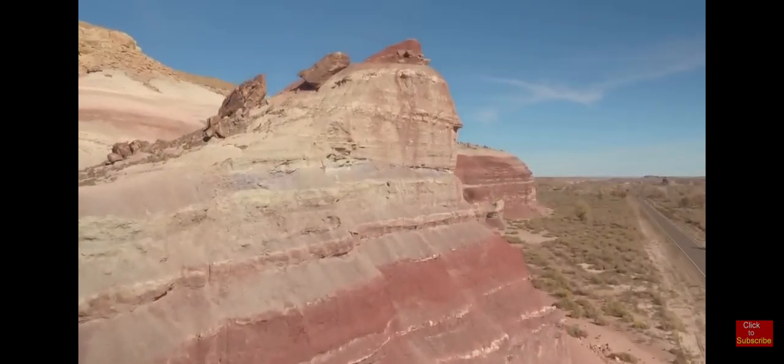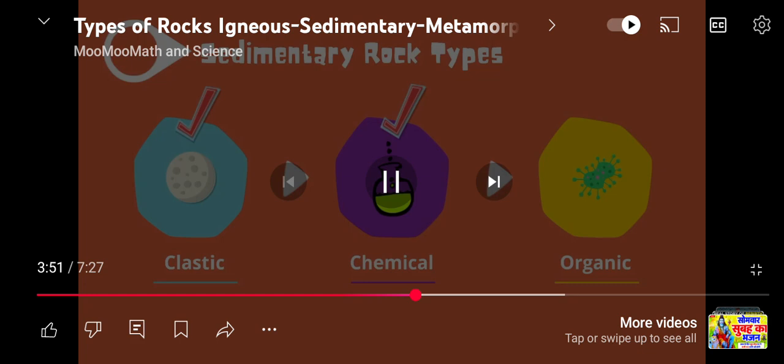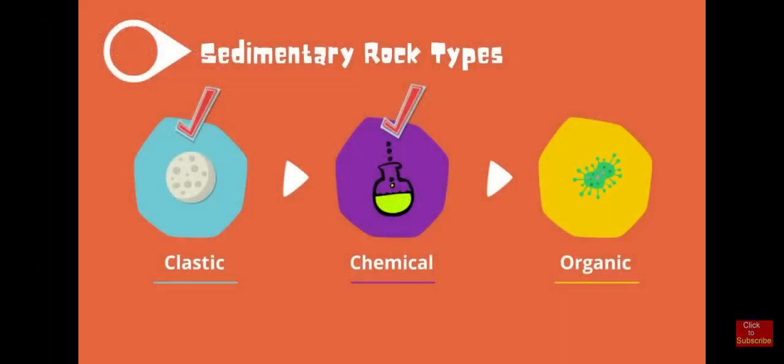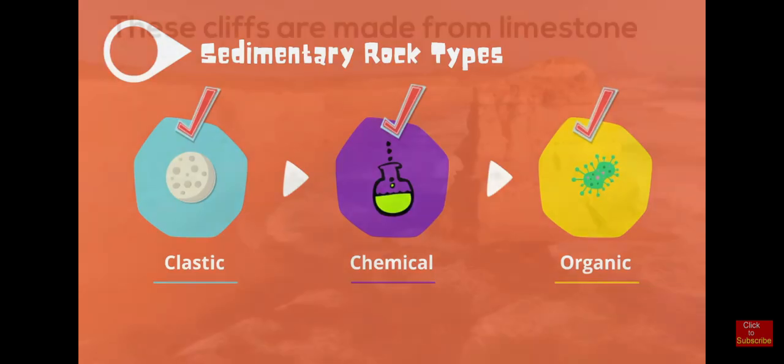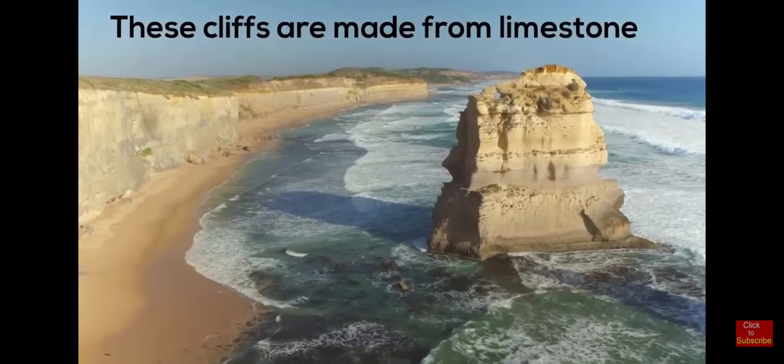Some common groups include clastic sedimentary rocks, which form from fragments of pre-existing rocks; chemical sedimentary rocks, which form by precipitation of minerals from water. Precipitation is when dissolved minerals come out of water. And organic sedimentary rocks, such as coal and limestone, which form from the accumulation of plant and animal debris.